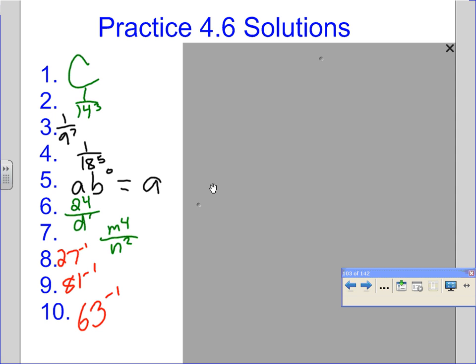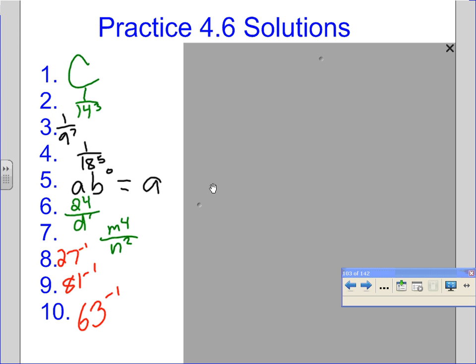Number 1 is C. Number 2 is 1 over 14 cubed. Number 3 is 1 over 9 to the 7th. Number 4 is 1 over 18 to the 5th. Number 5 is A. Number 6 is 24 over D. Number 7, am I going too fast? Number 7, M to the 4th over N to the 2nd. Number 8, 27 to the negative first power. 9, 81 to the negative first power. 10, 63 to the negative first power.